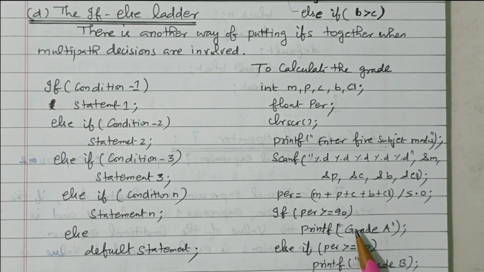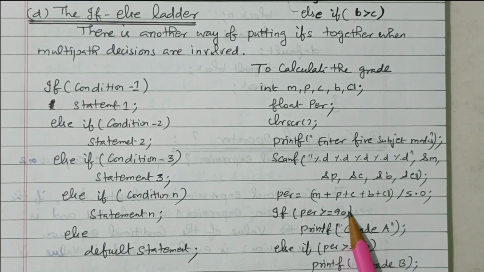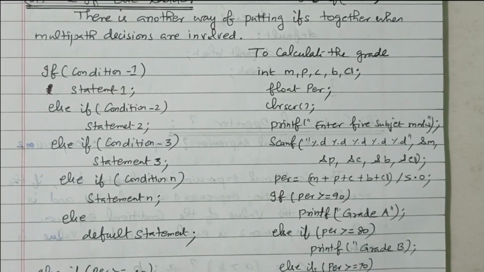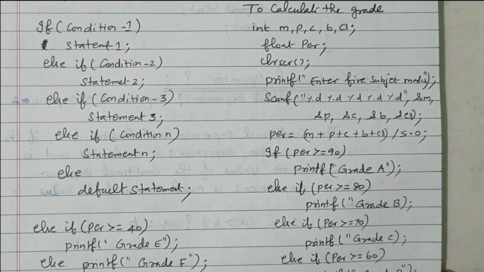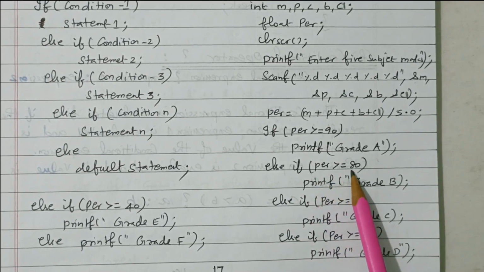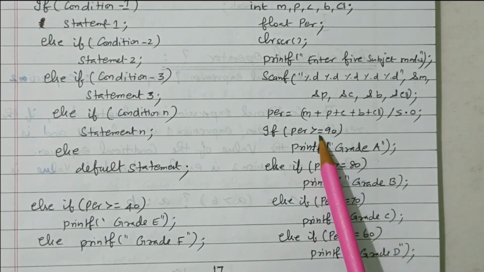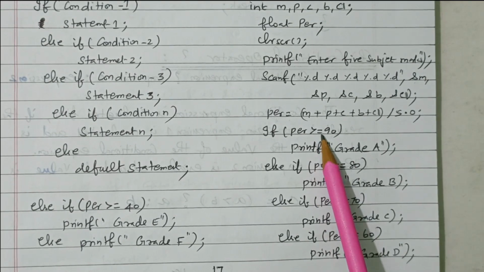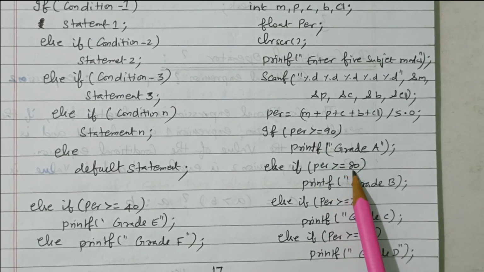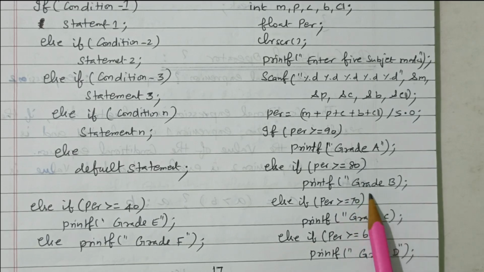If it is false, what is the meaning? If it is false, it is not greater than or equal to 90, it is less than 90. Then the next category is grade B. For that we have to verify whether the percentage is greater than or equal to 80. This condition is false only if it is less than 90, and in that case we verify whether it is greater than or equal to 80, right?